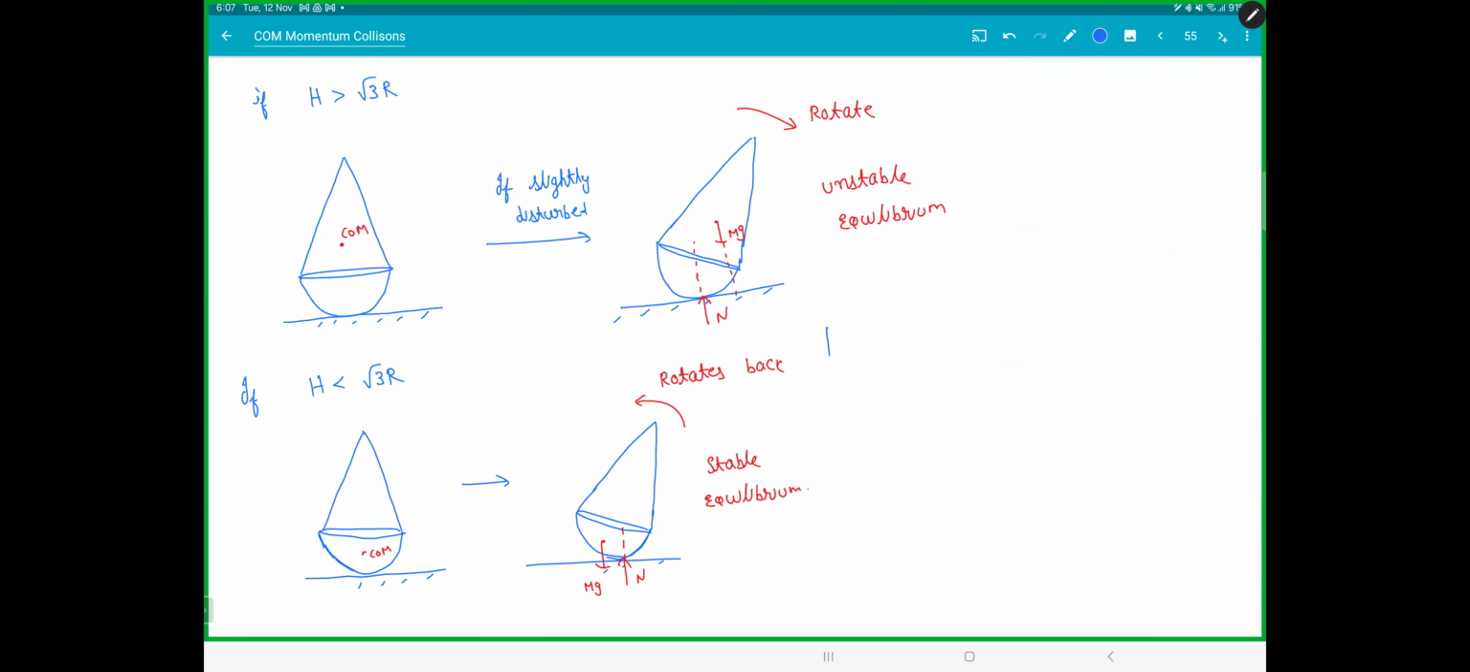Now there is the third case. What happens if h is exactly root 3 r? So this they can ask as a matrix matching. Or in exam they'll ask you to find the condition between h and r for stable equilibrium. People will have no clue what is happening.